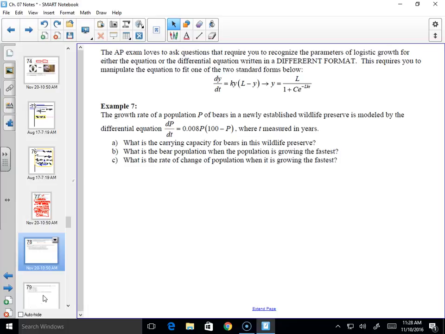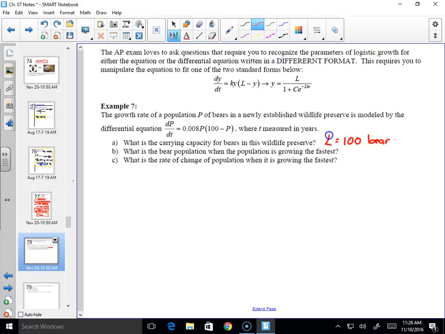The growth rate of a population of bears in a newly established wildlife preserve is modeled by the differential equation dP/dt equals, there you go, where t is measured in years. Letter A, what's the carrying capacity for bears in this wildlife preserve? 100. Wasn't that easy, as long as we have it memorized? So L is equal to 100 bears.